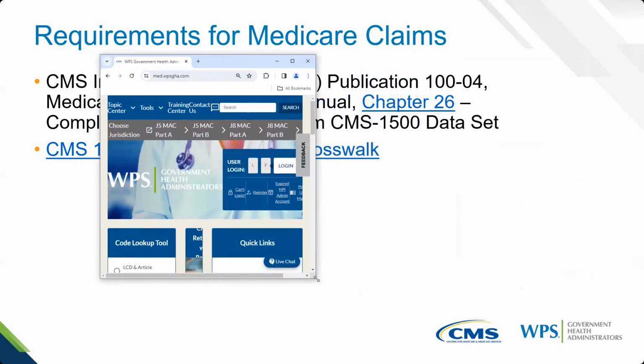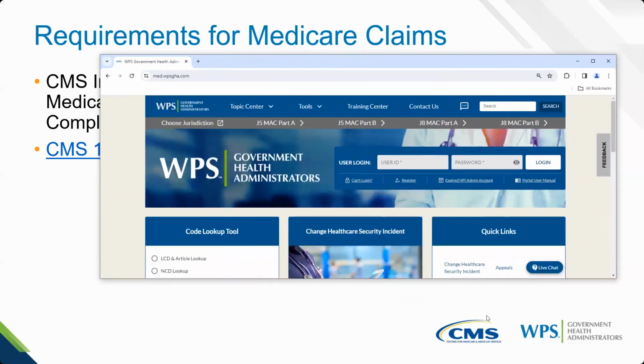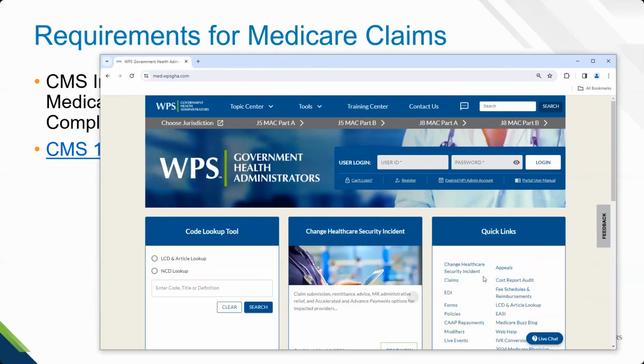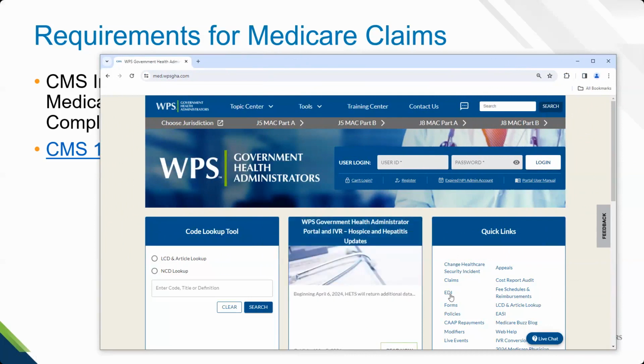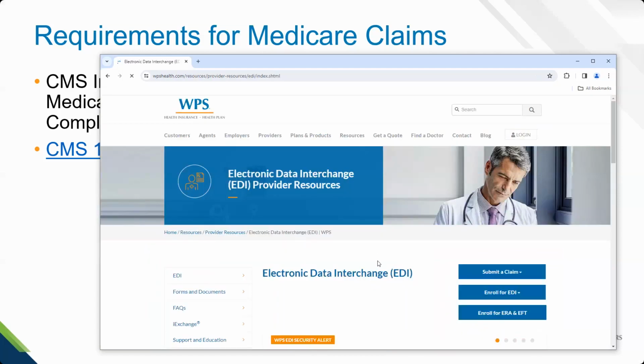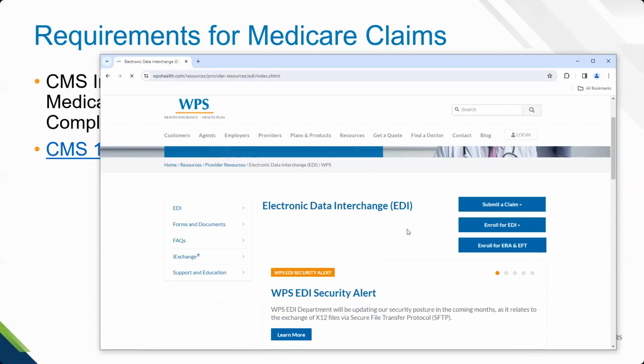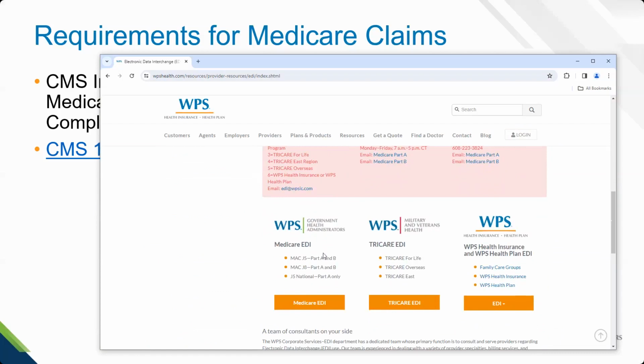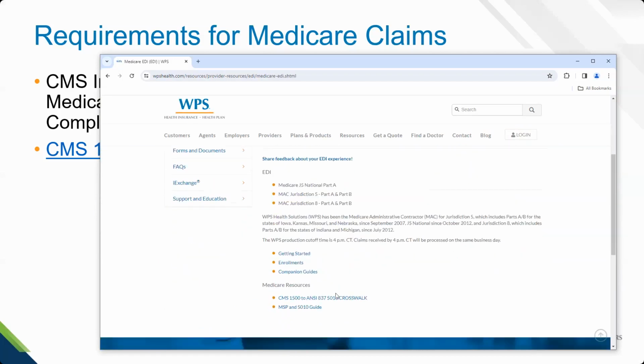I'm pulling a window open for you here in just a second. If I can get my screen to go, I'll make it bigger so you can see. If you are on the WPS website, this is our homepage. And right here is EDI under quick links on the right hand side. If I open EDI, this takes the user to the electronic data interchange website for all WPS providers. And if you scroll to the bottom, you can choose from Medicare, TRICARE, or our commercial insurance. And of course, I am with Medicare and represent the MAC jurisdictions. So I'm going to choose Medicare EDI. And right here is that crosswalk.